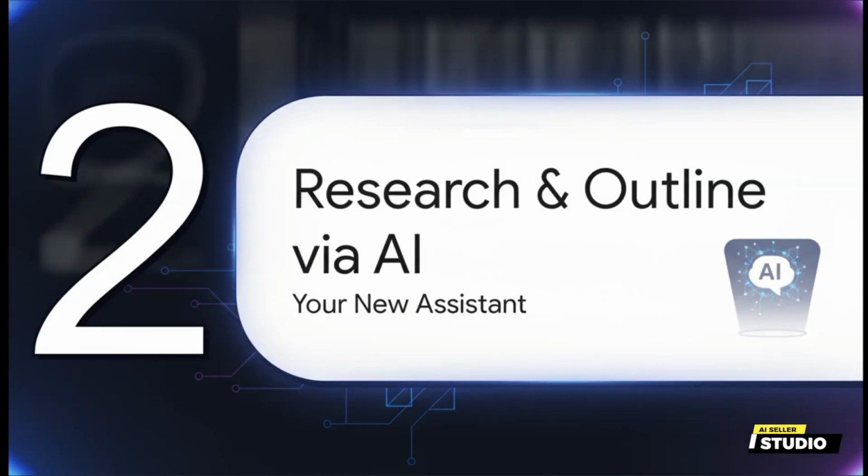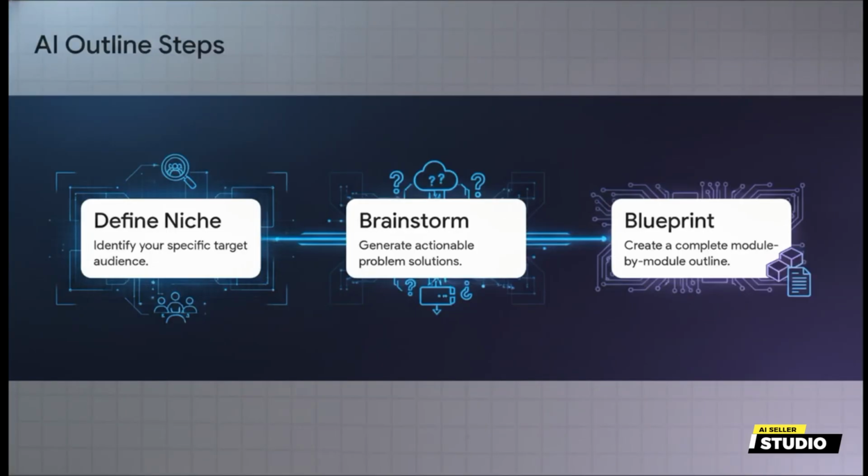Section 2. Research and outline with AI, your new assistant. Here's where ChatGPT becomes your dedicated product strategist. You want to follow this exact chronological workflow to spot market gaps and draft a full blueprint. First, define a very specific audience, something like freelance designers who struggle with client onboarding. Second, ask the AI to brainstorm actionable solutions for that exact problem. And third, have it generate a module-by-module product outline for you.